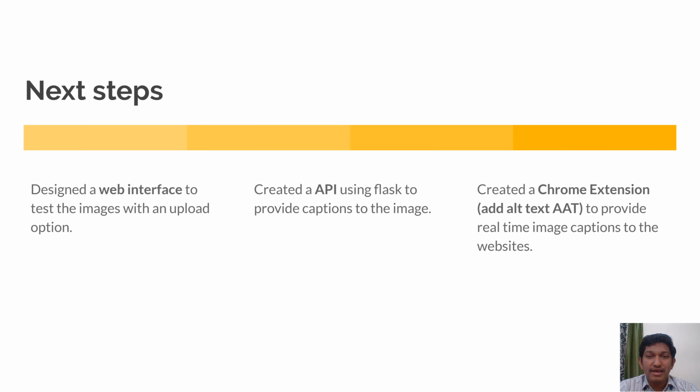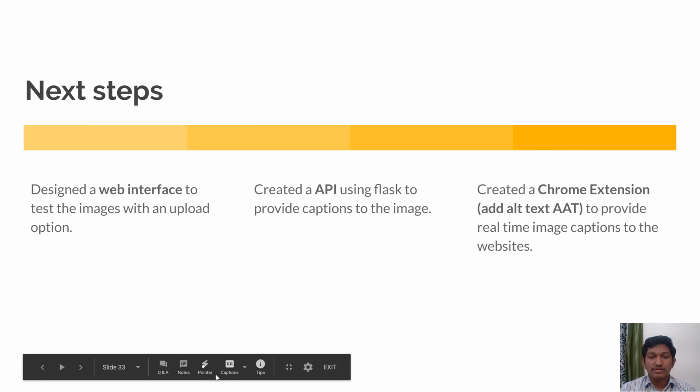And we created an API using Flask to provide captions to the image. The reason why we created this is to help a lot of web developers automate the process of adding alternative text to an image, because there will be a lot of situations where the web developer cannot look into the images and give an alternative text for that. So to automate that process, we created this API.